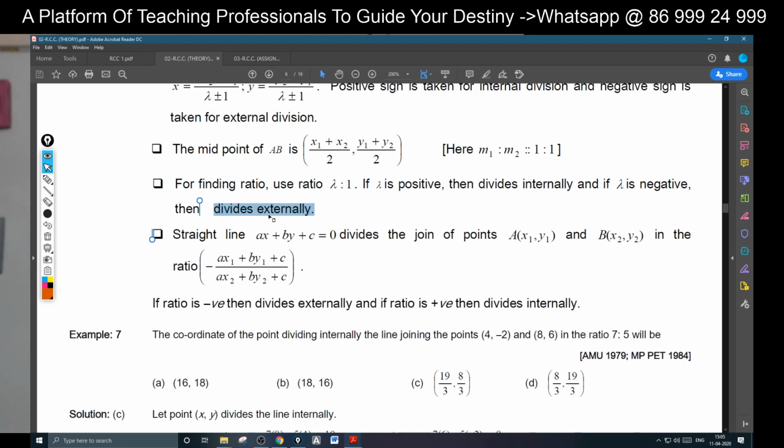Let me explain you how this formula is derived. Okay, so let me do that. Of course, this comes in the topic straight line, but it can be done now itself, no problem. Let me explain that.